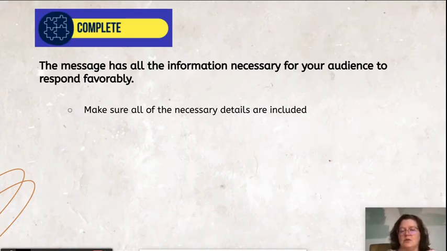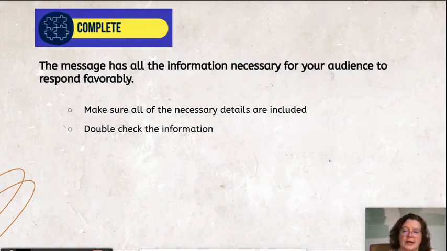So the idea is you want to make sure that you've got complete information within that message, even when it seems like a simple thing. So make sure all the necessary details are included so you don't have any confusion. Double check the information. If you, for example, are planning, let's go back to that picnic. You're planning a picnic. Make sure that you include the time, the place, and how you are going to know who is bringing what for that picnic. This is really important, so that you don't have any confusion.